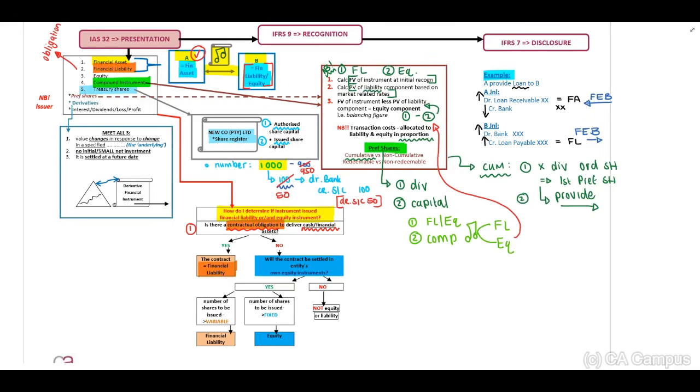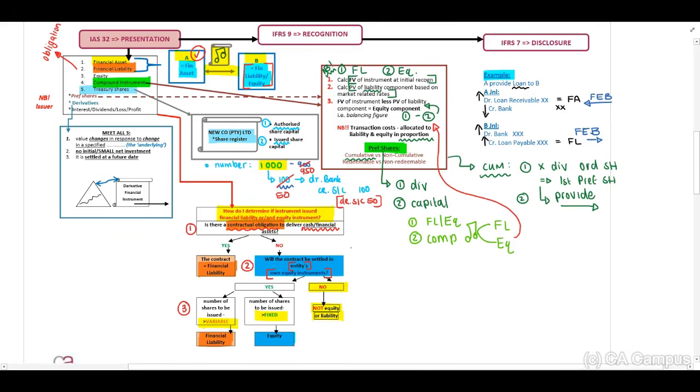If our answer is no, we need to ask question number 2. Will the contract be settled in the entity's own equity instruments? If the answer is no, this will not be equity or liability. If the answer is yes, we need to ask number 3, the number of shares. If this is variable, we will recognize a financial liability. If the number of shares is fixed, we will recognize equity. Now guys, substance over legal form.